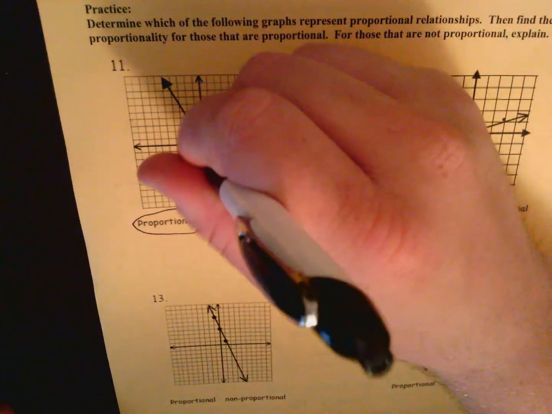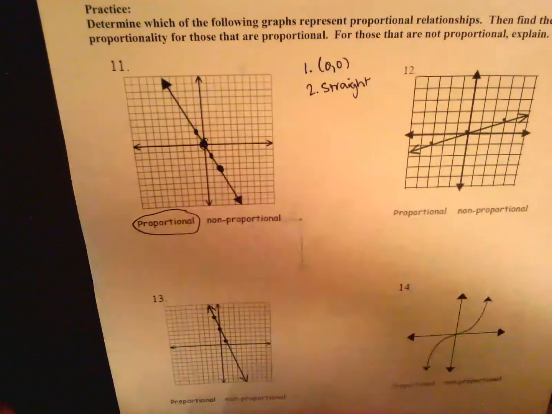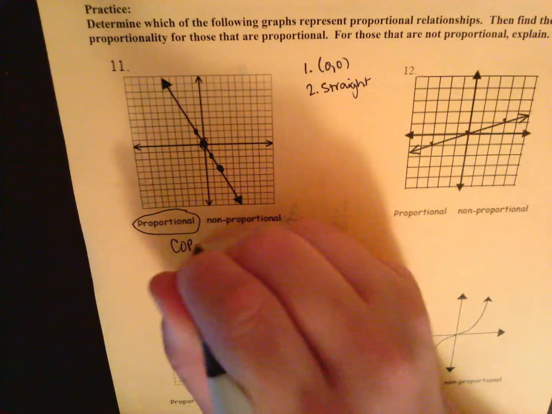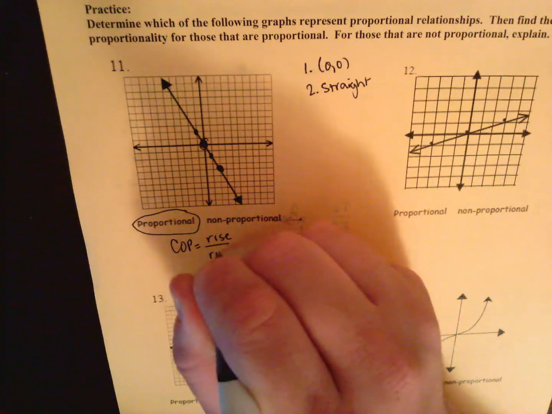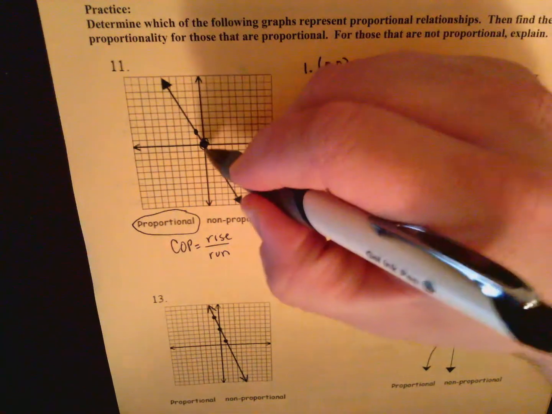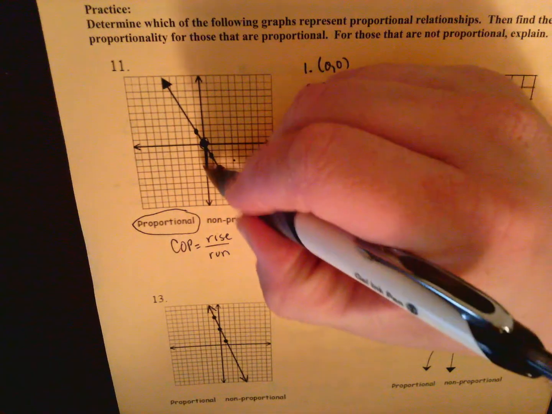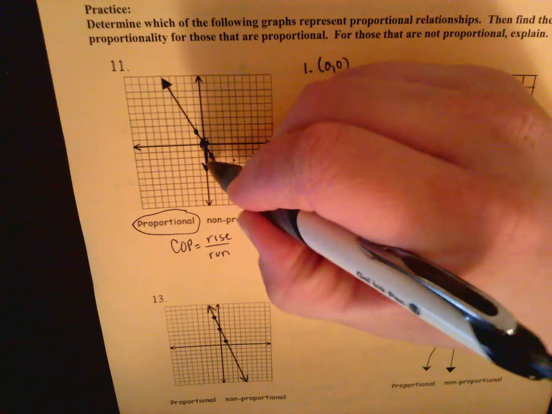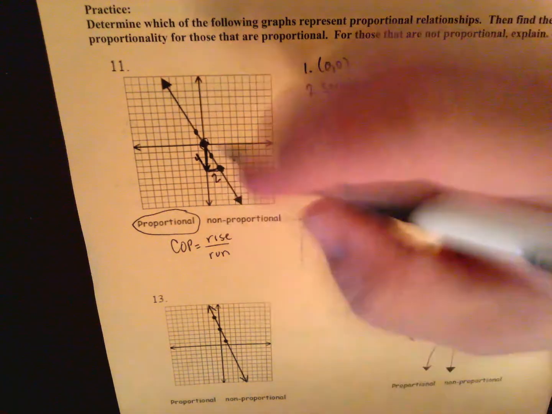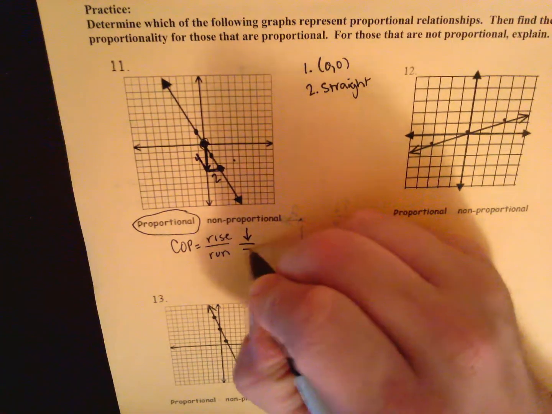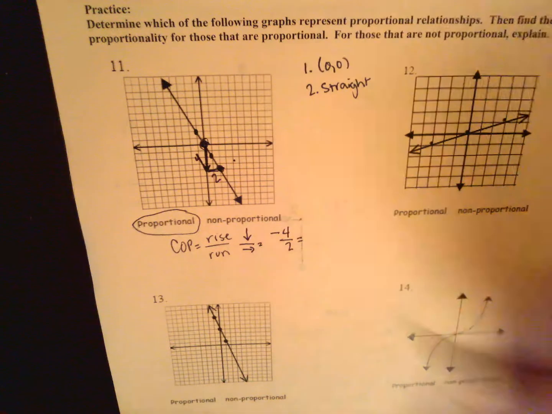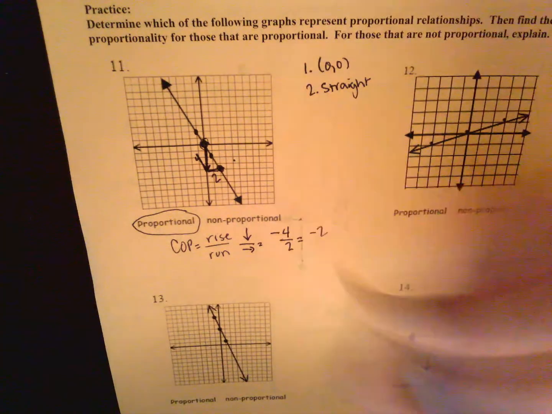Now I need to find my COP. My COP is rise over run. I'm going to start here. I'm going to end here, down here. I go down first. 1, 2, 3, 4. So I go down 4. I go over 2. So I went down then over. Down is a negative, so it's a negative 4 over 2, which ends up being a negative 2.